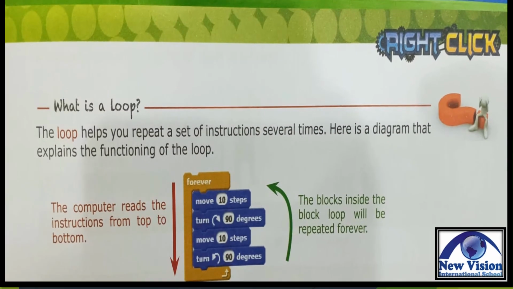Do you still remember the first objective of our today's lesson? The first objective is to identify the use of a loop in programming. So what is a loop? The loop helps us to repeat a set of instructions several times, meaning to say, it helps us to minimize the number of steps. Here is a diagram that explains the functioning of the loop.